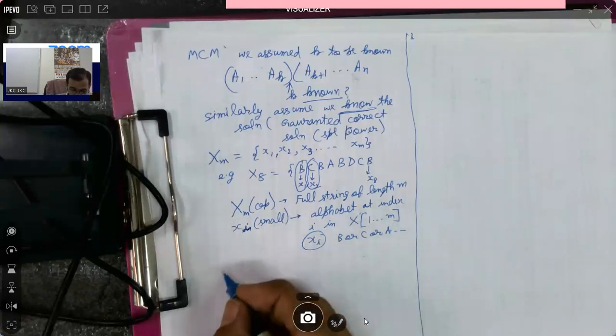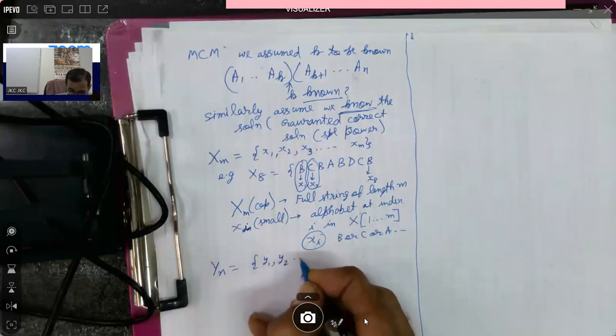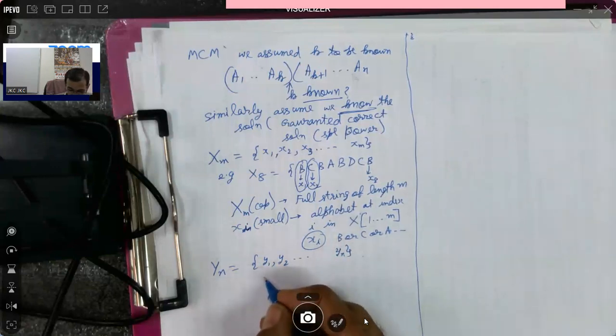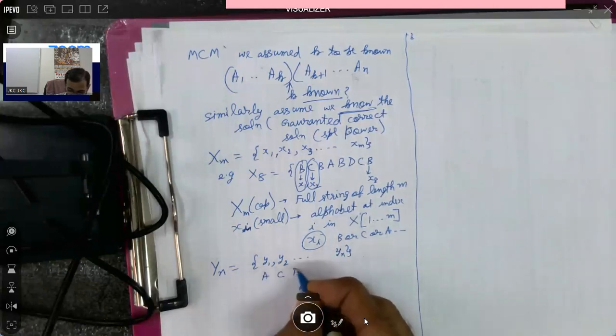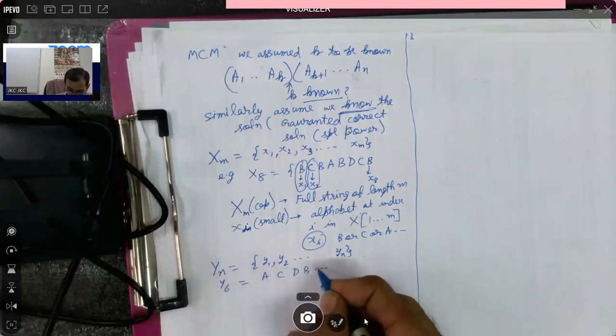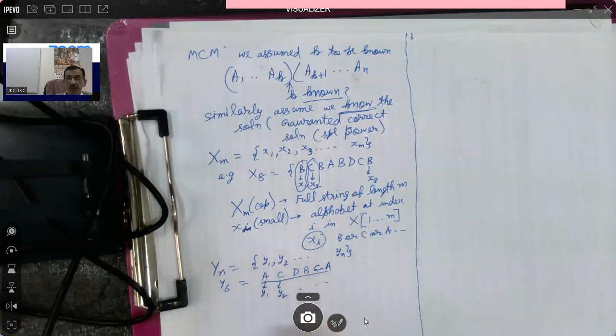Then similarly, I say let Yn be represented in the similar way. So Yn has a total of n characters. For example, it could be A, C, D, B, etc. So I could say Y6 equals A, C, D, B, C, A. So this is y1, this is y2, and so on.